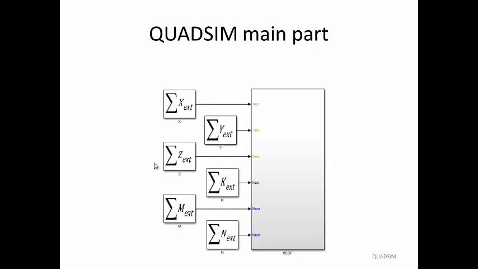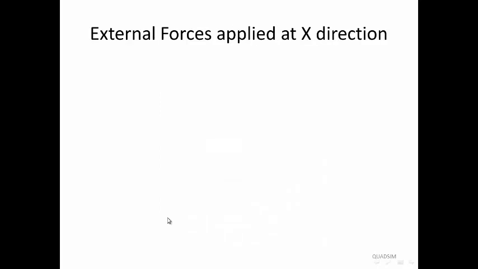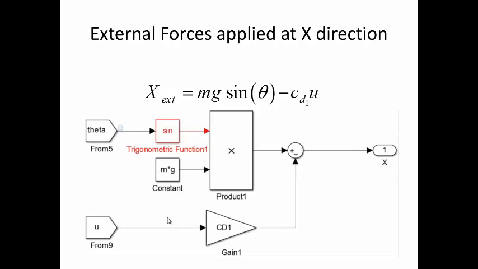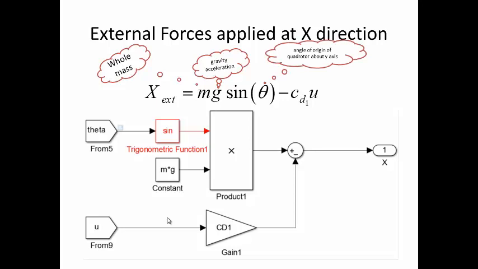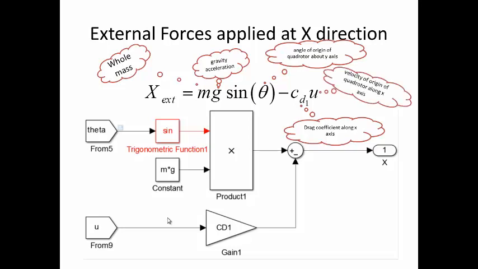In the Quadsim main part, you have 1, 2, 3 forces in translational and 1, 2, 3 torques in rotational. External forces applied in the x direction can be displayed here, and the Simulink blocks can be displayed here too. M is the whole mass of the quadrotor. As you know, g is gravity acceleration, and sine theta. Theta is the angle of the origin of the quadrotor about the y-axis. C sub d1 is the drag coefficient about the x-axis, and u denotes the velocity of the origin of the quadrotor along the x-axis.